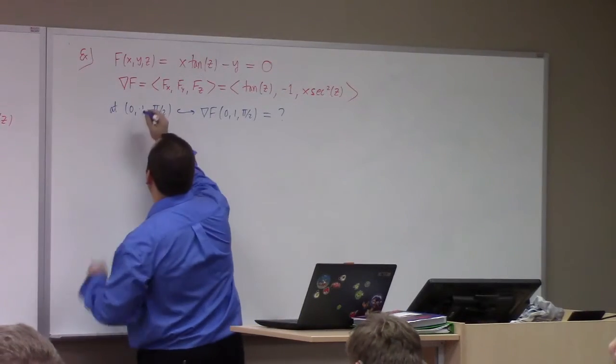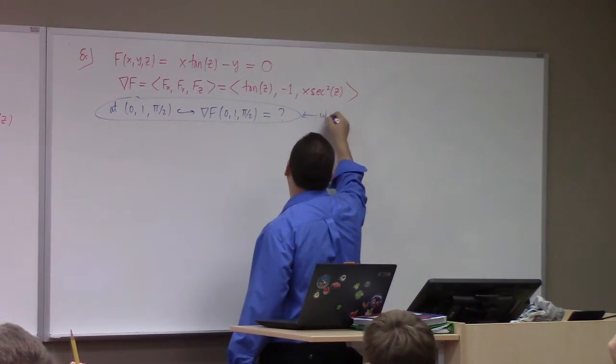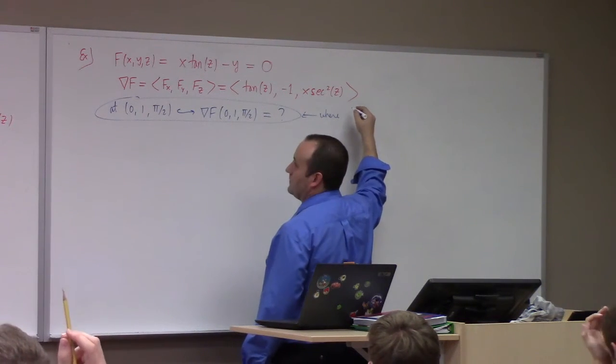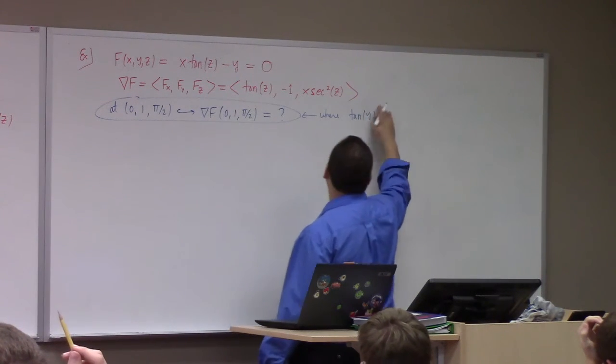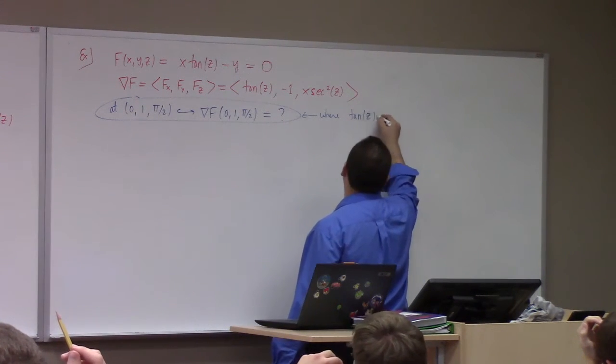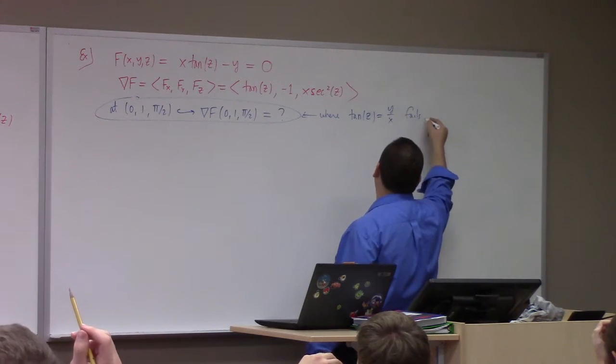What point can I put in here, so that this is where this breaks down? This is where tangent z equals y over x fails. Right.